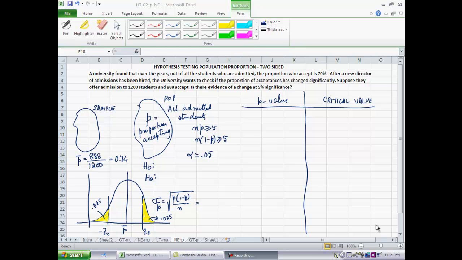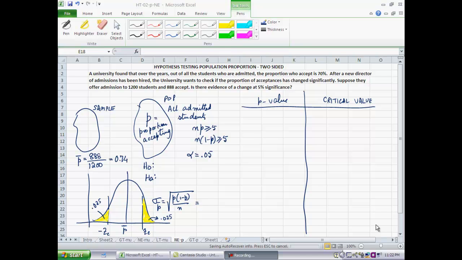In this segment, we'll work a problem on hypothesis testing involving the population proportion, and it will be a two-sided test. The problem setting is the following. A university found that over the years, out of all the students who are admitted, the proportion who accept is 70%. After a new director of admissions has been hired, the university wants to check if the proportion of acceptances has changed significantly. Suppose they offer admission to 1200 students and 888 accept. Is there evidence of a change at 5% significance?